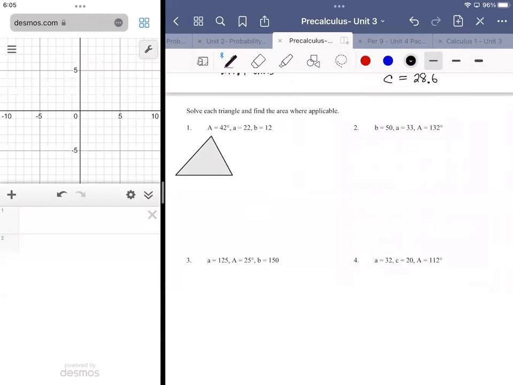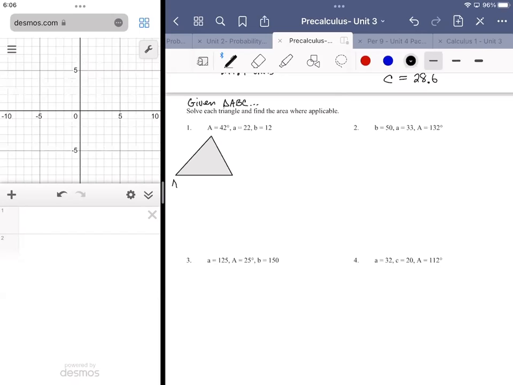So in this instance, we have triangle AB. Well, solve each triangle. I guess that's a typo. Each triangle refers to triangle ABC, but there's no indication of that. All right. So given triangle ABC, solve each triangle and then find the area where applicable. Oh yeah, well, I guess that makes sense. Well, you'll see in a couple minutes.